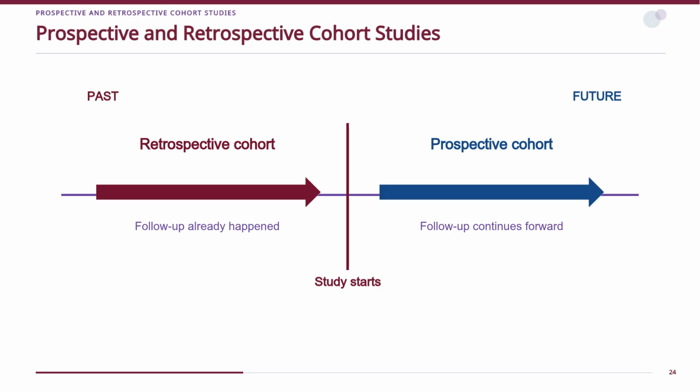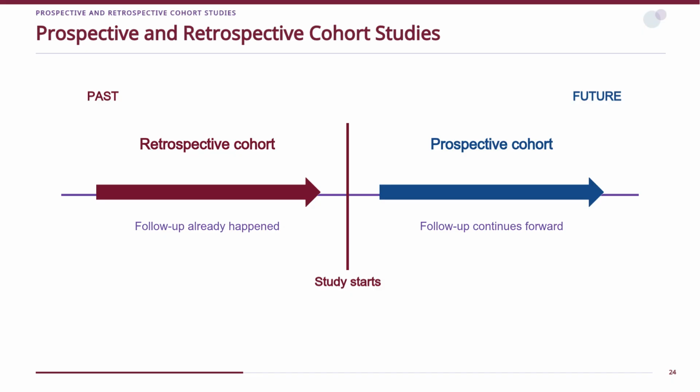The main difference is when the outcomes occur in relation to the calendar time when the study begins. In a prospective cohort study, the study begins before the outcomes of interest have occurred. The researchers first form the exposed and non-exposed groups. They then follow both groups into the future. Some participants develop the outcome, and some do not.